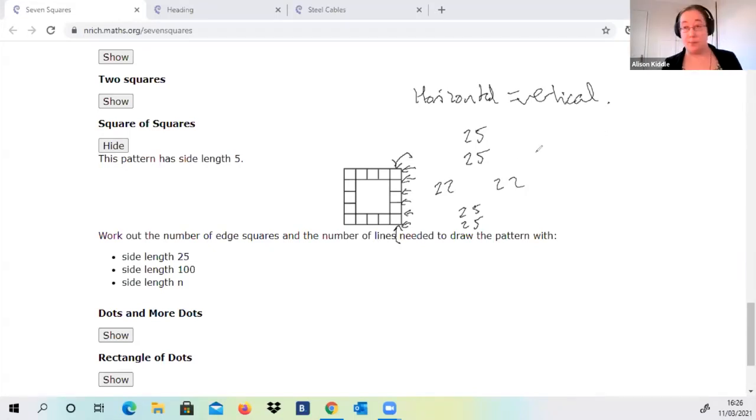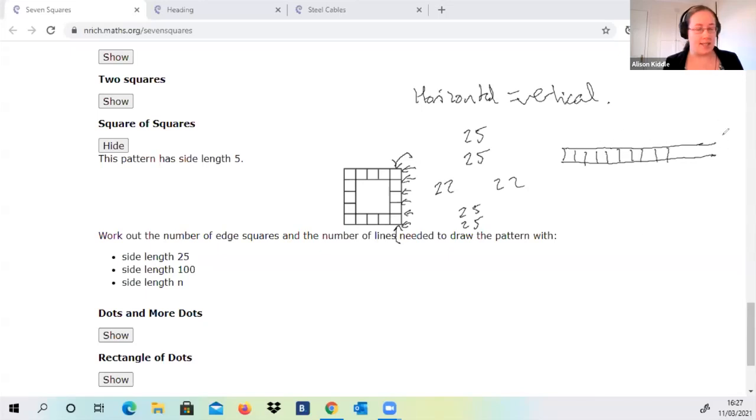vertical. I think I've spotted another way of counting this. So I don't know if anyone in the chat has got their own way of counting it, and you want to just drop us a message to share your way of seeing this. But I've just noticed that I can unfold these squares, and instead of having them going round in a line, I can imagine them just stretching off like that.